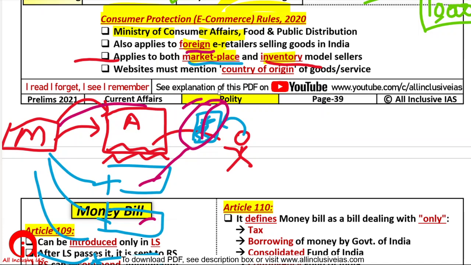Whether the online order you are giving is with a company working on a marketplace model or an inventory model, in both such cases these rules will apply. And of course the websites must mention the country of origin of that good or service.